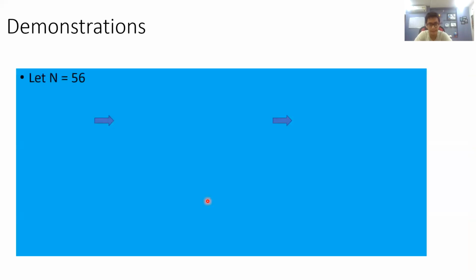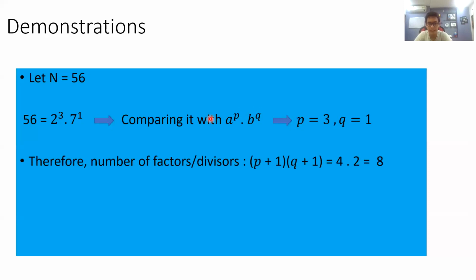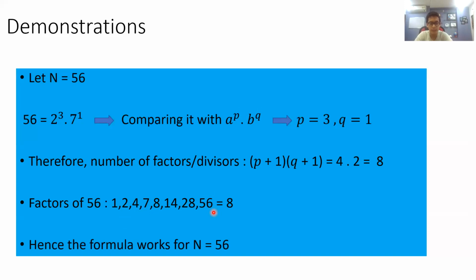Demonstrations. Let n equal 56. 56 equals 2 cubed times 7 to the first. Comparing it with a to the p times b to the q, p equals 3 and q equals 1. Therefore, the number of factors or divisors is going to be p plus 1 times q plus 1, 4 times 2, which is 8. Sure enough, 56 does have 8 factors which are listed down here. Therefore, our formula works for n equals 56.